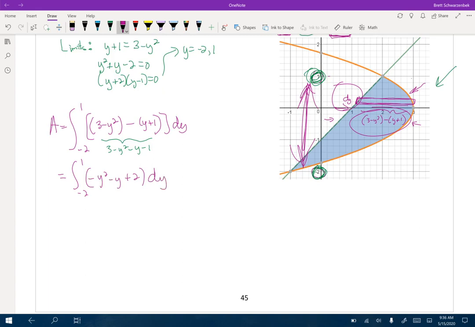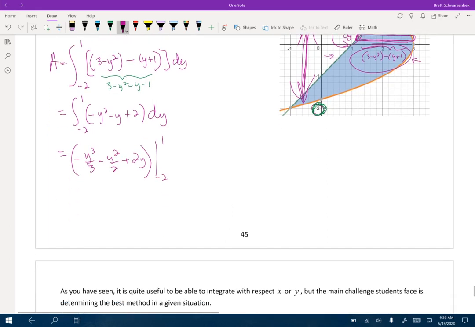Then all that's left is integration. So negative y cubed over 3 minus y squared over 2 plus 2y, all evaluated from negative 2 to 1. And then it's all about subbing all the values in, as we've always done. So 1 cubed over 3 minus 1 squared over 2 plus 2 times 1 minus negative 2 cubed over 3 minus negative 2 squared over 2 plus 2 times negative 2.